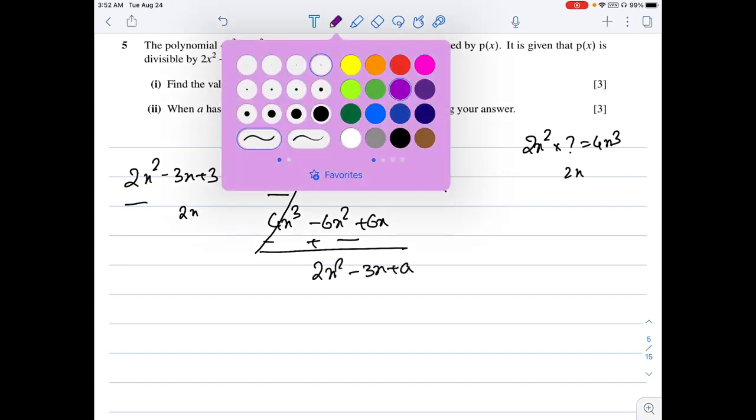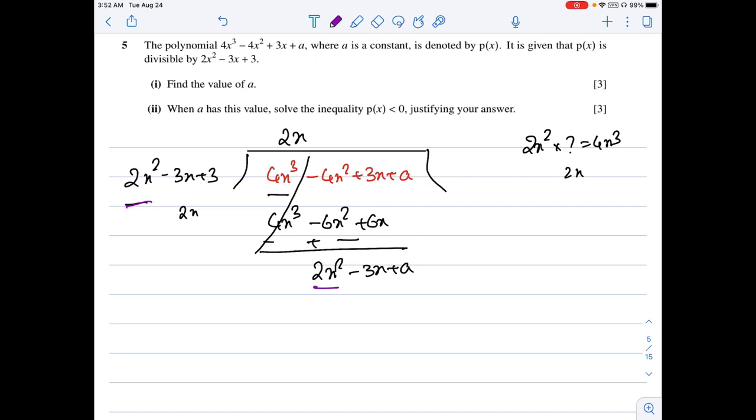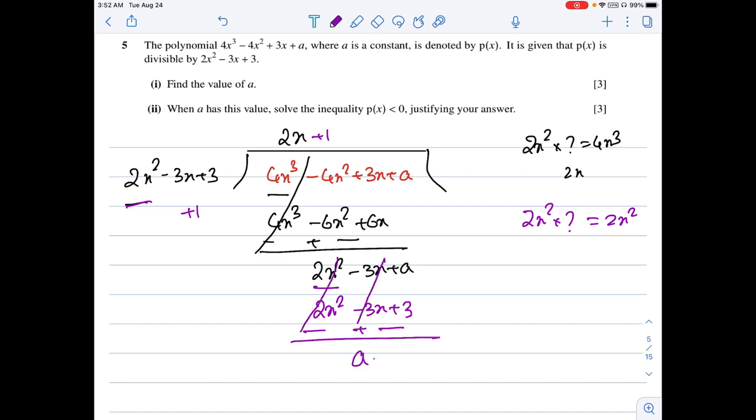Now again take the first term inside, first term outside. 2x squared should be multiplied with what to get 2x squared? So obviously it is plus 1. So multiply with plus 1. So it becomes 2x squared minus 3x plus 3. Draw a line, change the symbols, a minus 3.